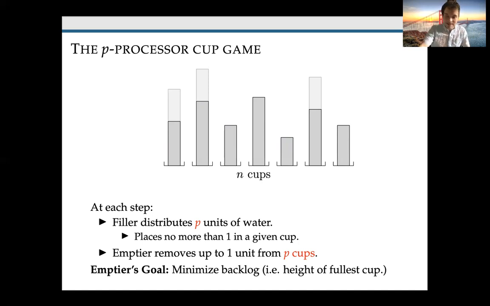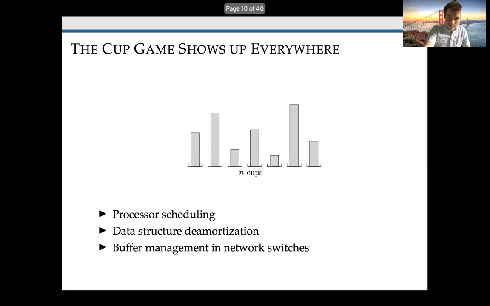So this is the classic cup game. The reason that we tend to think of it in terms of cups rather than processors is that it turns out this game shows up all over the place. As we mentioned, it's useful for processor scheduling. It also shows up in data structure deamortization, in buffer management within network switches, et cetera. So we capture it as this one clean problem that can capture all those settings together. And that's why this is typically referred to as the cup game.